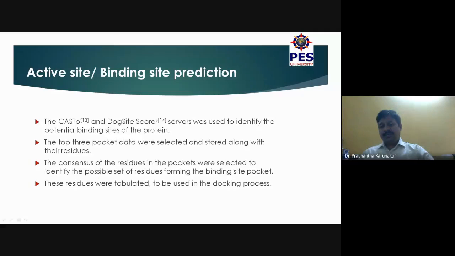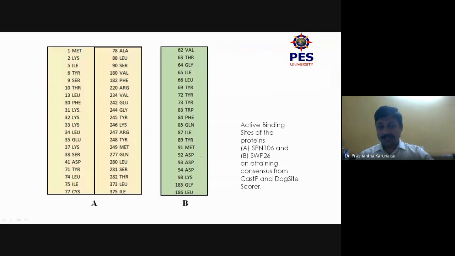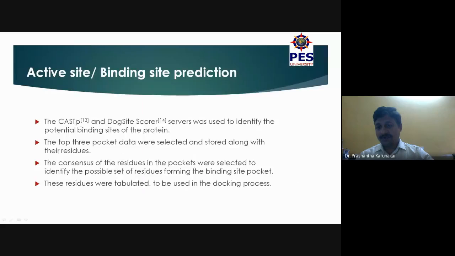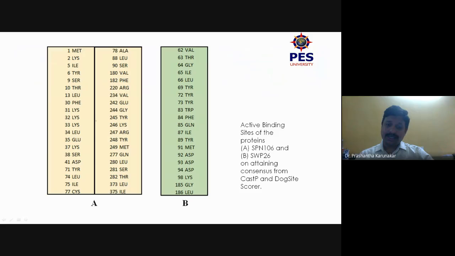Then we performed the active site or binding site prediction using CASTp and DoGSiteScorer. And from both servers, whatever results we obtained from CASTp or DoGSiteScorer, we made a consensus. Consensus in the sense that the residues which are common in CASTp and DoGSiteScorer are considered as the binding site residues.